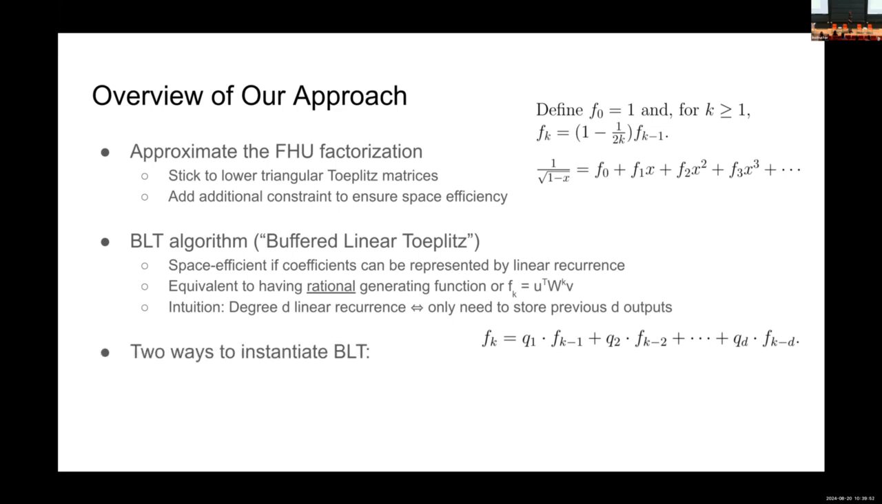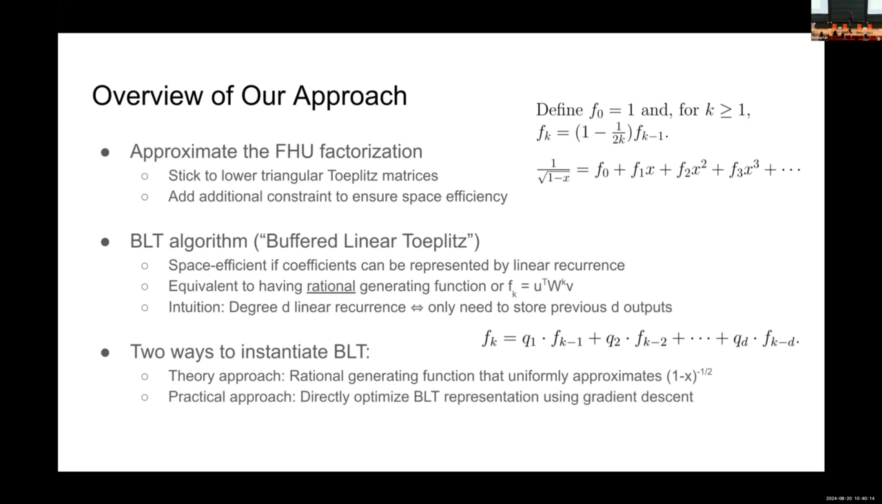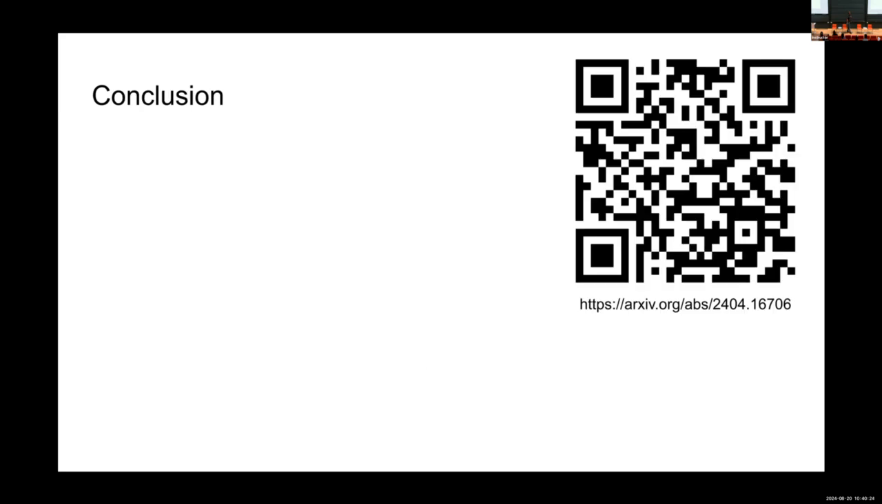Now, in terms of actually parameterizing and instantiating this, the theoretical approach that gives us this log squared asymptotic says we come up with a rational function that uniformly approximates the FHU generating function. So it's a rational function that approximates 1 over square root x. In practice, we could just directly optimize this to get even better results. But that's roughly the overview of how we prove this result.